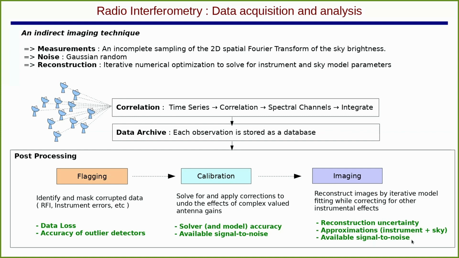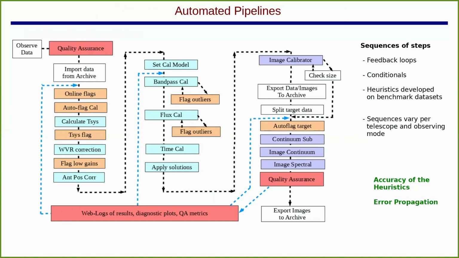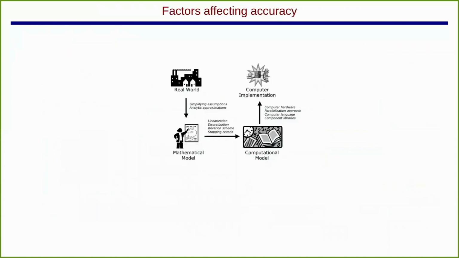Now, an actual data reduction sequence is not just three steps. It looks more complicated, where there are usually a variety of flavors of each step interspersed within each other. For example, this picture here shows what one of the instrument pipelines implements. It's a whole sequence of steps. There are feedback loops, conditionals, and all kinds of heuristics implemented in it as well. And so if you're looking at the output from a pipeline like this, you now have to also deal with the accuracy of the heuristics that have been developed on some data sets and applied to others, and the effects of error propagation. So putting this all together into our favorite picture again, you have the real world.